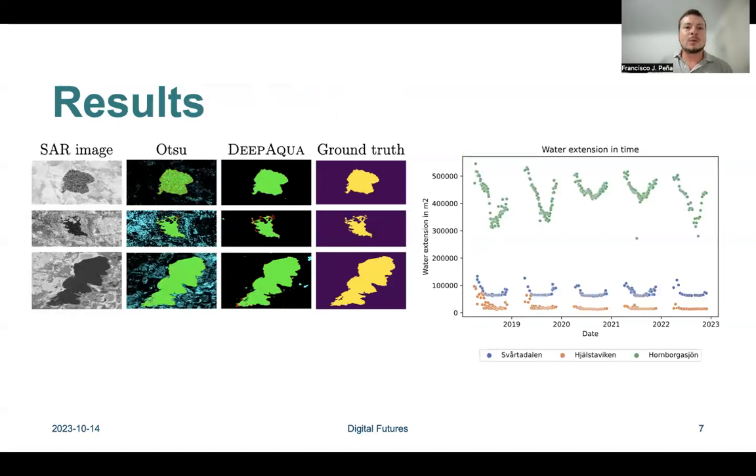radar imagery. We see some results here of our project, and we see that even though the radar images on the left-hand side are very noisy, our model is resilient to noise, and the results are very similar to the ground truth. Moreover, we're able to monitor the change of the wetlands' water extent over time. We can see some interesting patterns here where the level of water is quite high during the spring when the snow melts. It shrinks during the summer, and then it increases with the autumn rains.